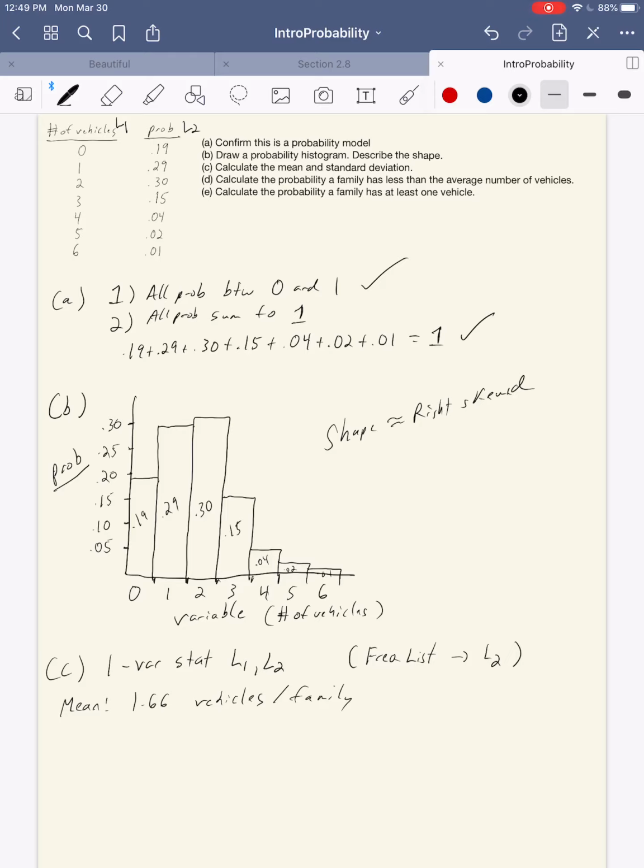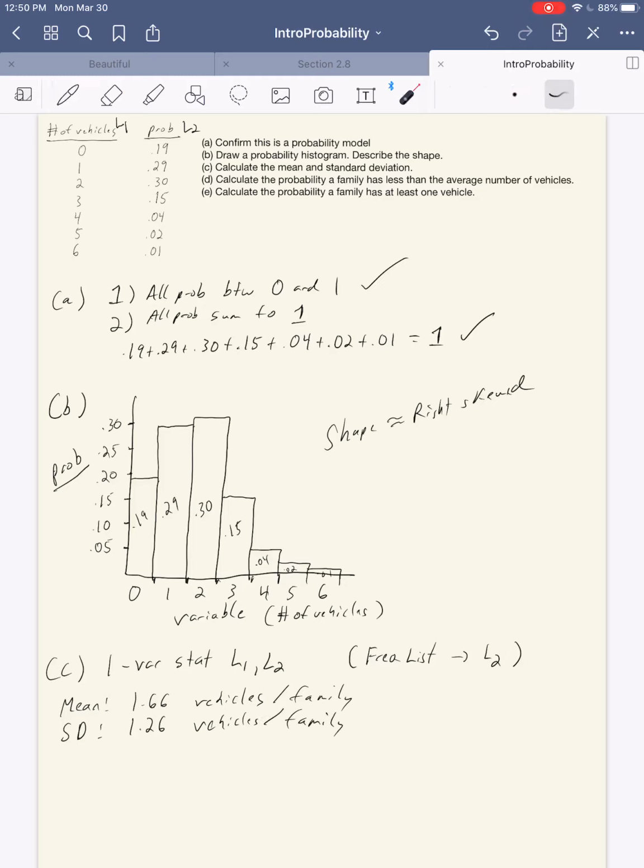And for standard deviation, you guys will notice something interesting. If you've done this correctly with the frequency list, there won't be a sample standard deviation. Because if you think about this, these probabilities represent the entire population of information that we have. So we're going to have to use the population standard deviation. It's the only standard deviation that we'll be able to see. And in this case, you should get 1.26 vehicles per family.